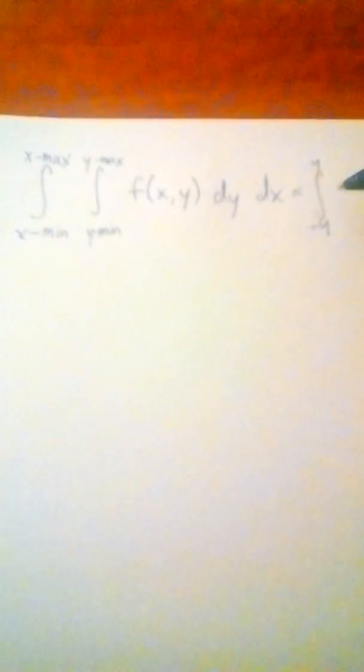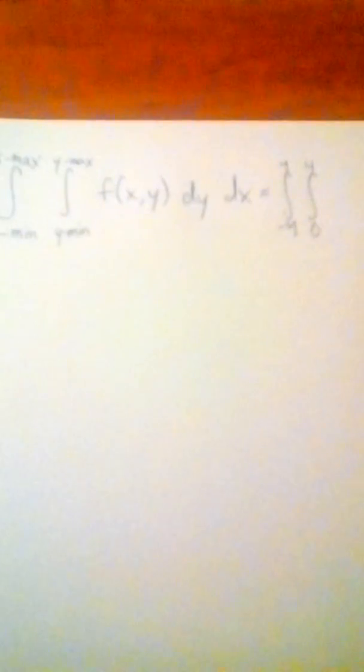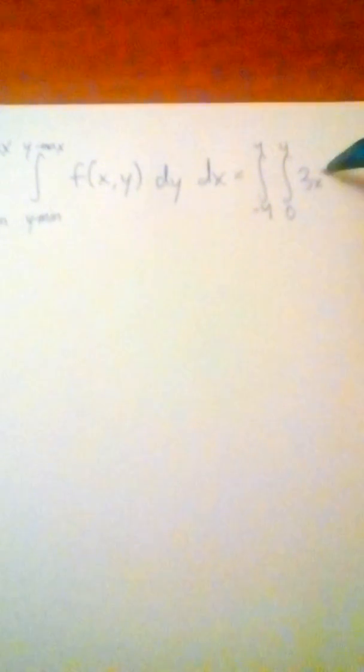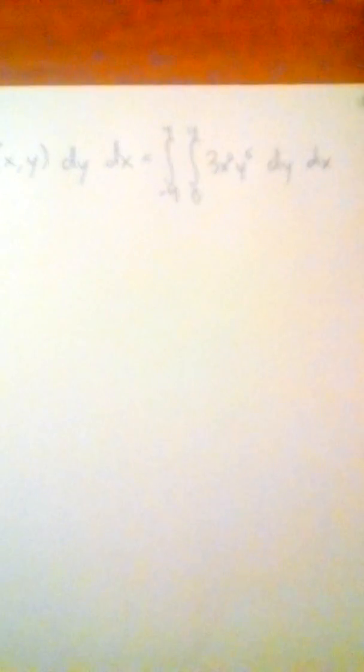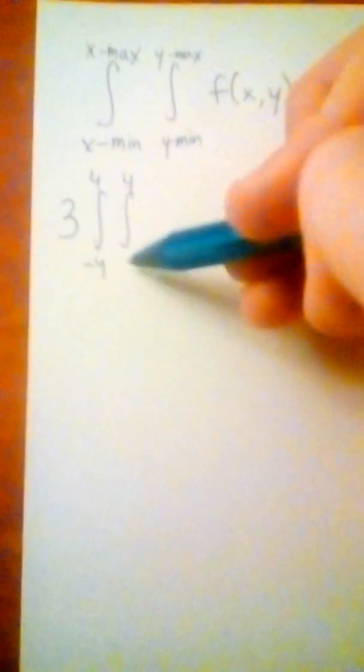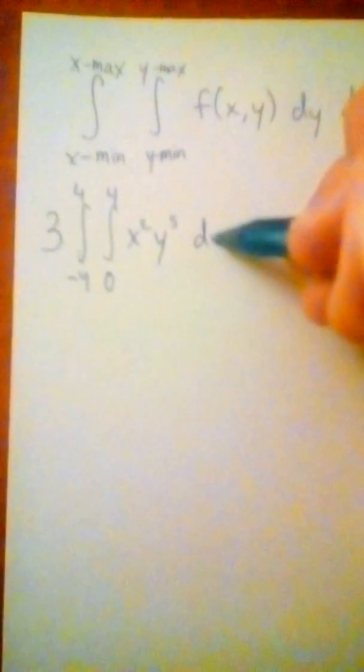Of course, if we plug in the values, we see that the x maximum is 4 and the minimum is -4. While for y, the max is 4 and the min is 0. 3x squared y to the 5th will be the function, so we can fill in that part. Then, of course, dy and dx after. What would make it easier, though, is if you factor out the 3, because the 3 would remain constant no matter what it's integrated by. So we start the 3 right here, 4 and -4, 4 and 0, and then we got x squared y to the 5th dy dx.